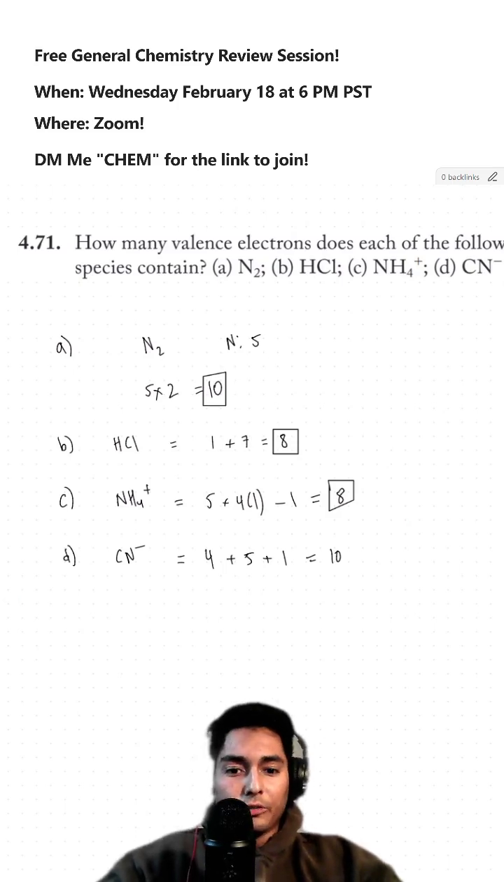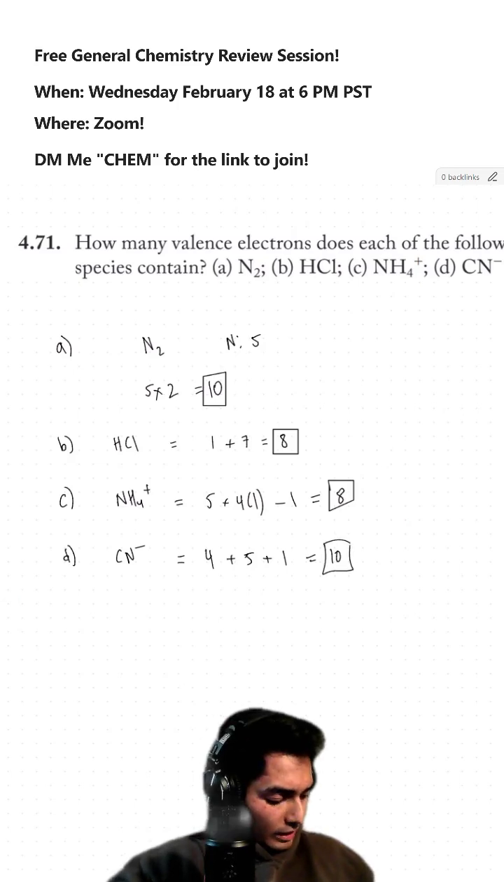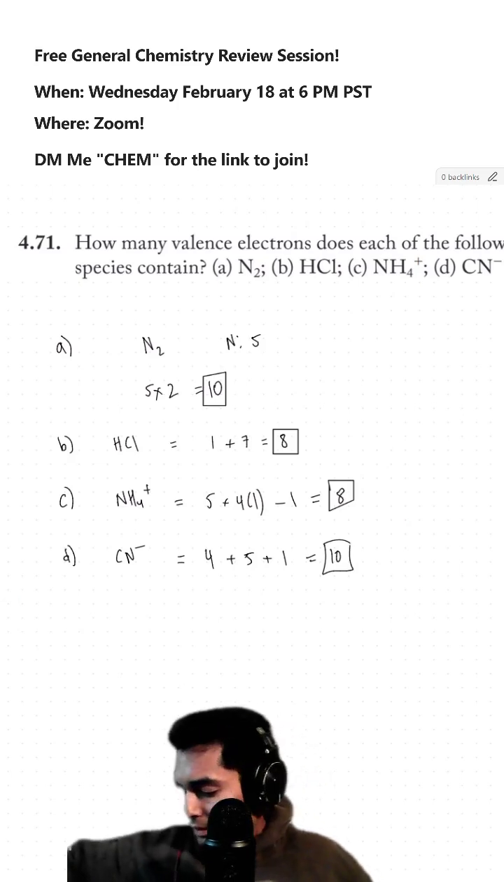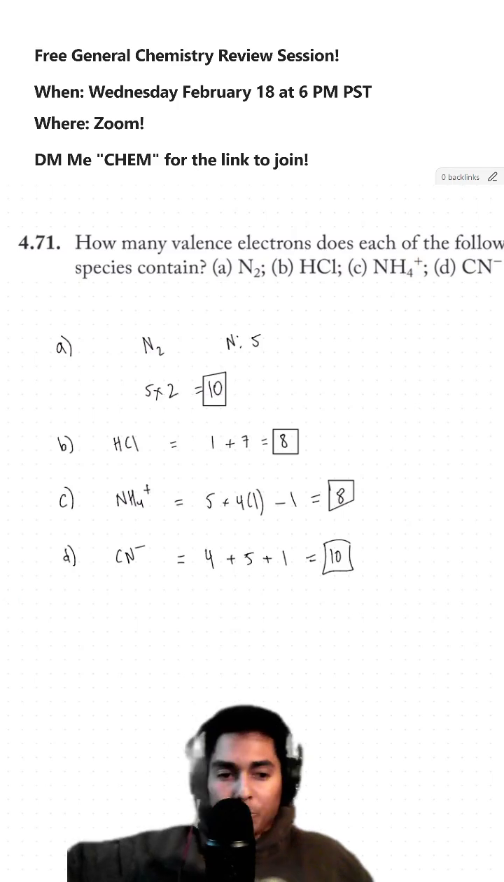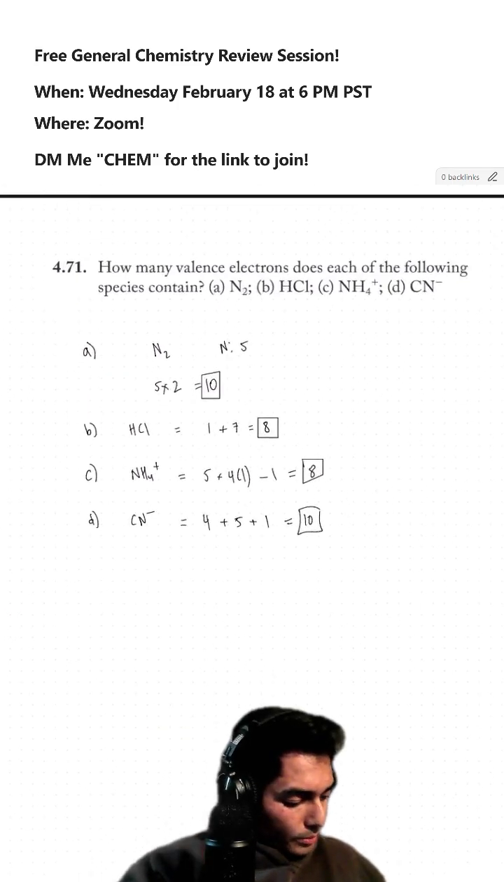Okay, so this is our very first problem, everyone. We got 10 valence electrons, 8, 8, and 10 for N2, HCl, NH4+, and CN-. Going over these practice problems, let's pull up the next one.